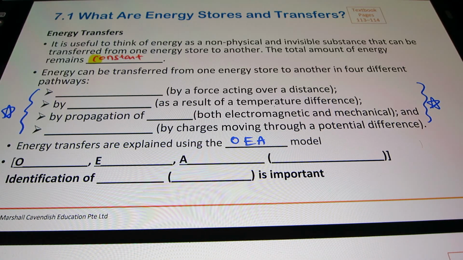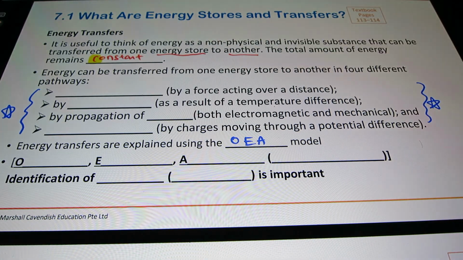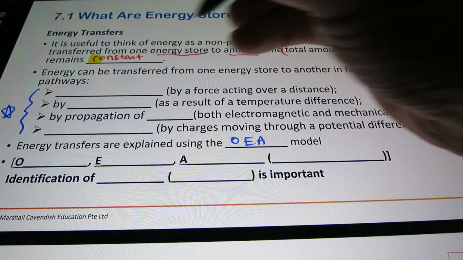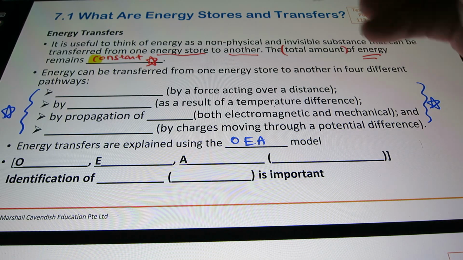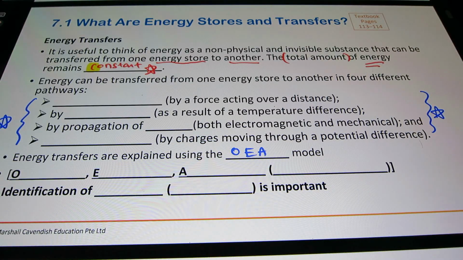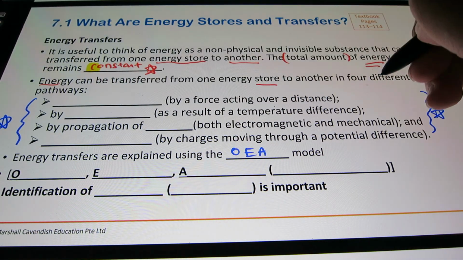Energy transfers. It might be useful for you to think of energy as something that can move around from one store to another store. However, it is important for you to know that the total amount of energy should remain constant. Now, if you have these 6 different stores, how do I transfer the energy between the stores? In the model that we are learning, there are only these 4 ways that you will need to know in which energy can be transferred from one store to another.